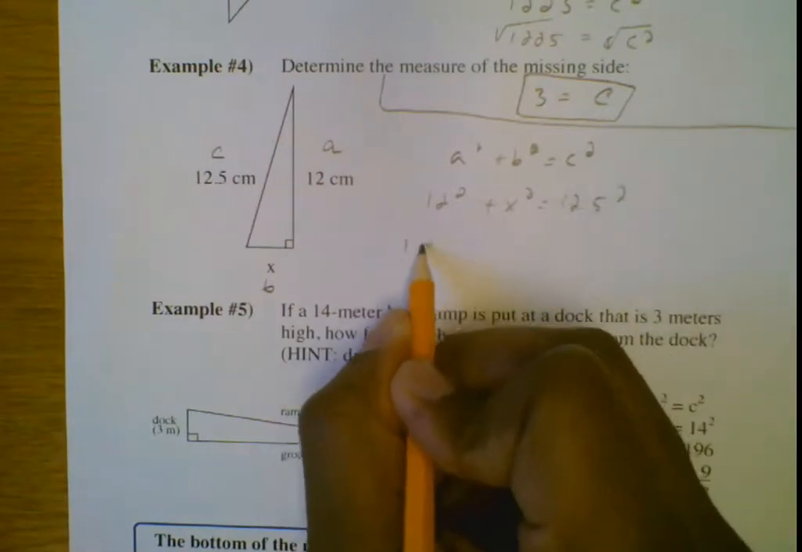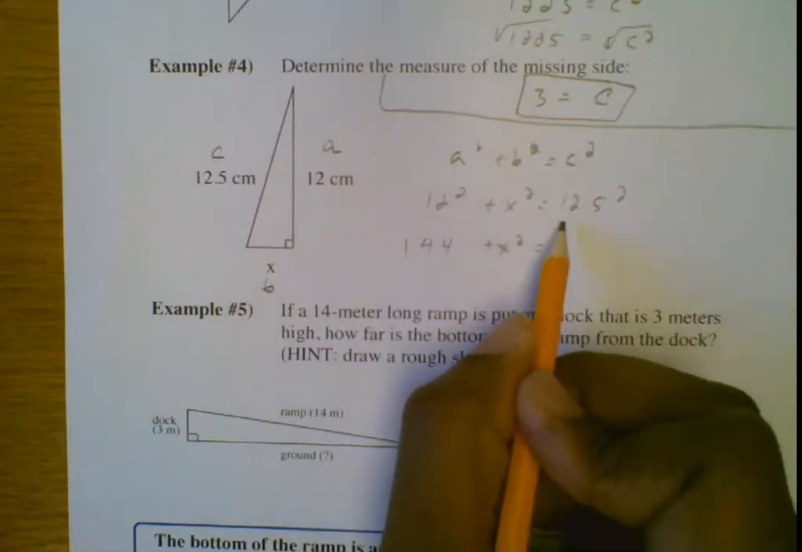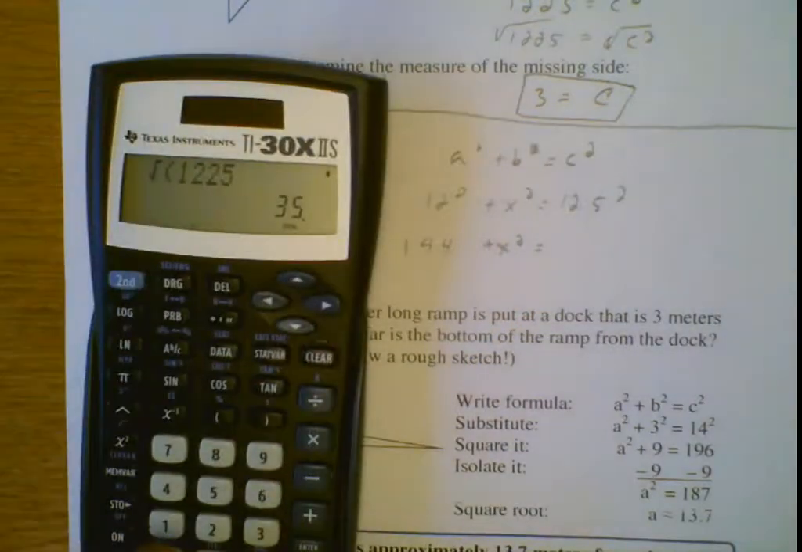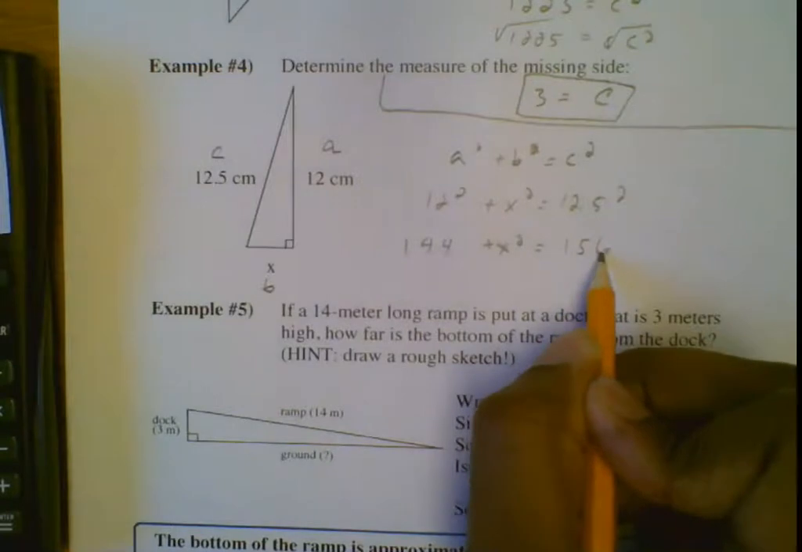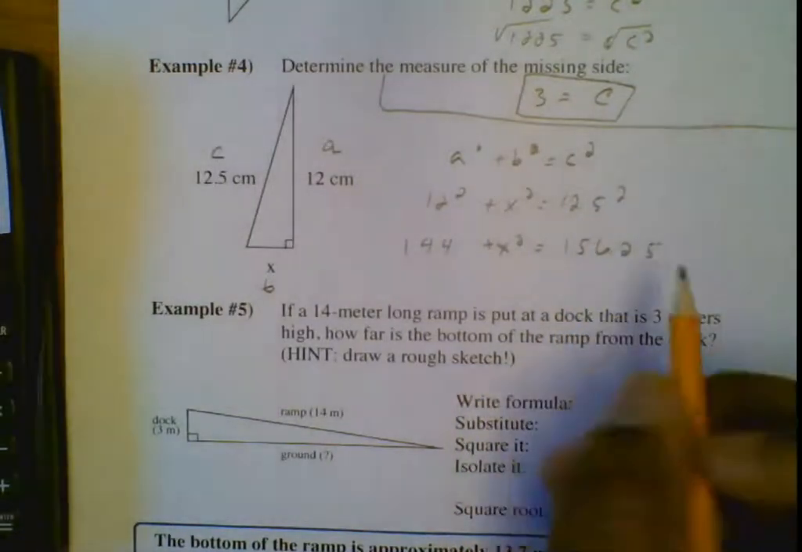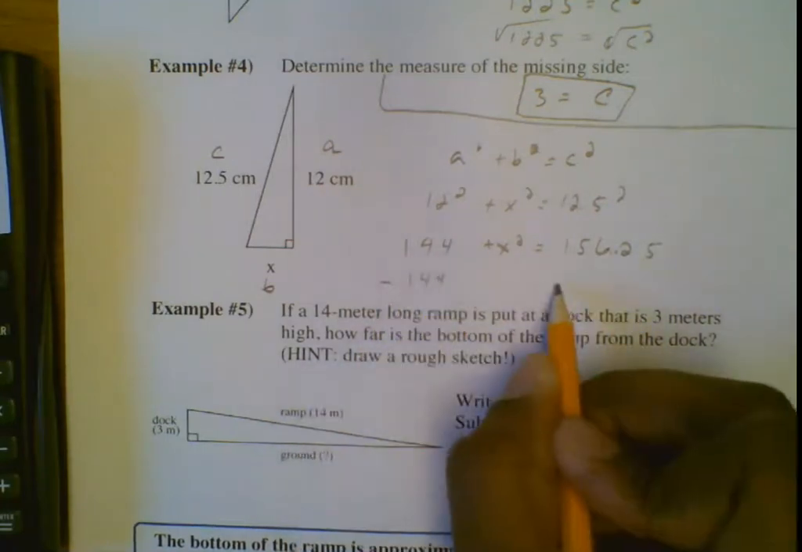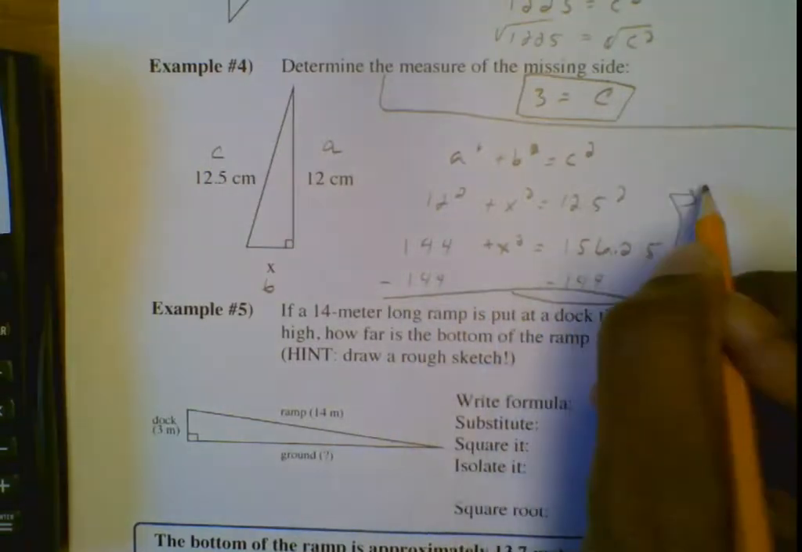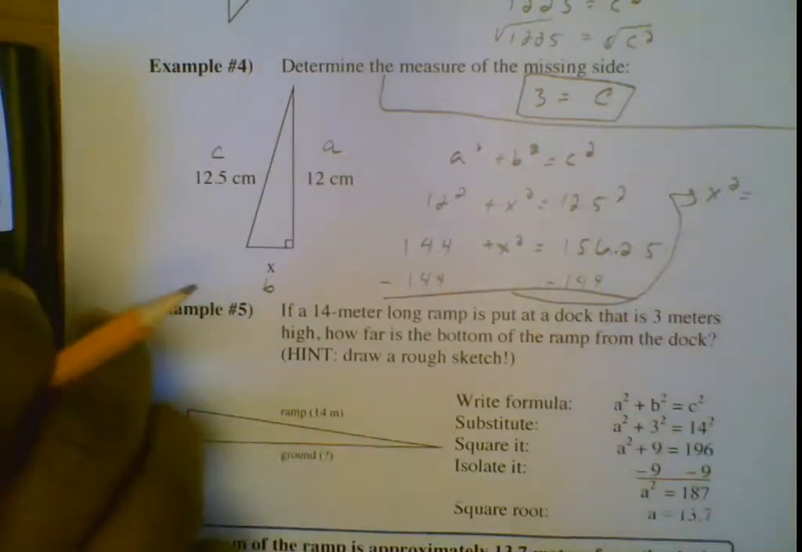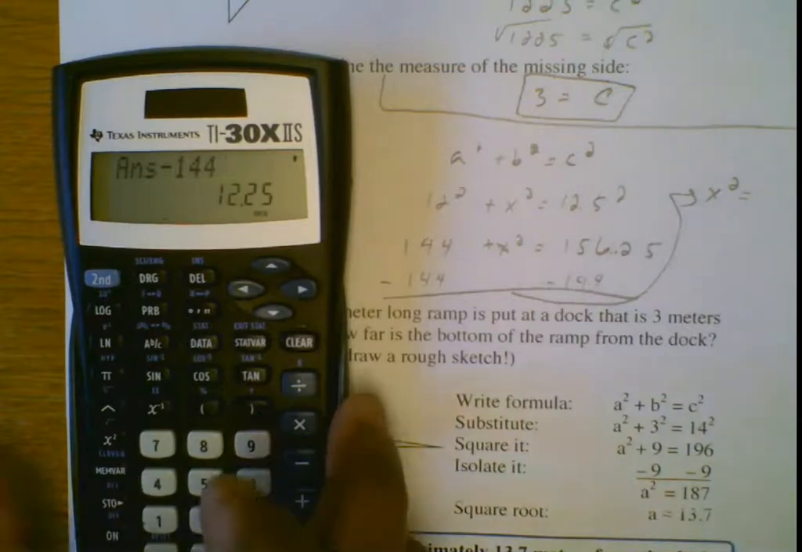12 to the second is 144. X to the second is just that. And 12.5 to the second is 156.25. And our goal is to isolate x to the second first. So I'm going to subtract 144 from both sides. And I'm going to use this side to finish it. So x to the second equals that number, subtract 144. It's 12.25.